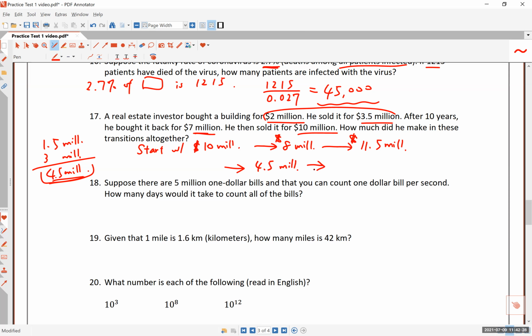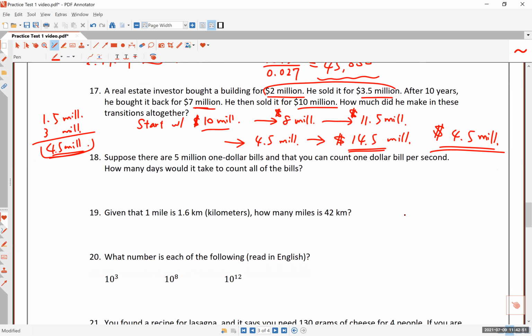And then he sold it for 10 million, so he adds $10 million to this balance, and he ends up with 14.5 million. Now, if you start with 10 million and you end up with 14.5 million, you know that the answer is $4.5 million. This is the net gain by the investor. So that is the answer.